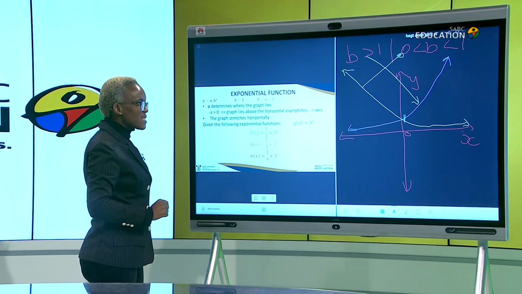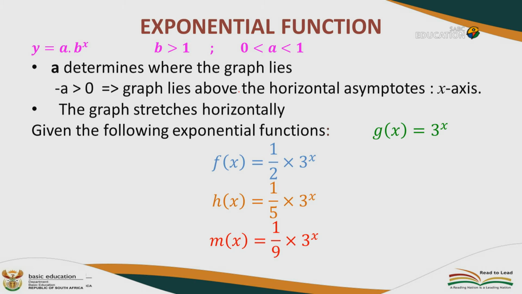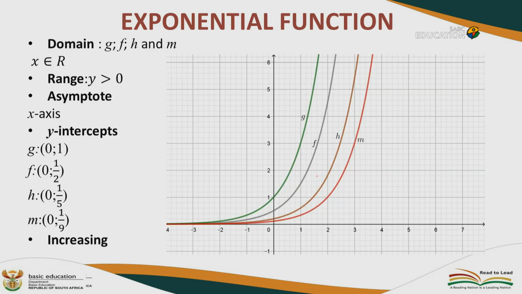Now, what happens if a is greater than 0 but a is less than 1? Remember, still here a is positive. And when a is positive, it lies above. The only thing is that the graph stretches horizontally. Our a is a fraction. But remember, our b is still greater than 1. So it's still an increasing function.